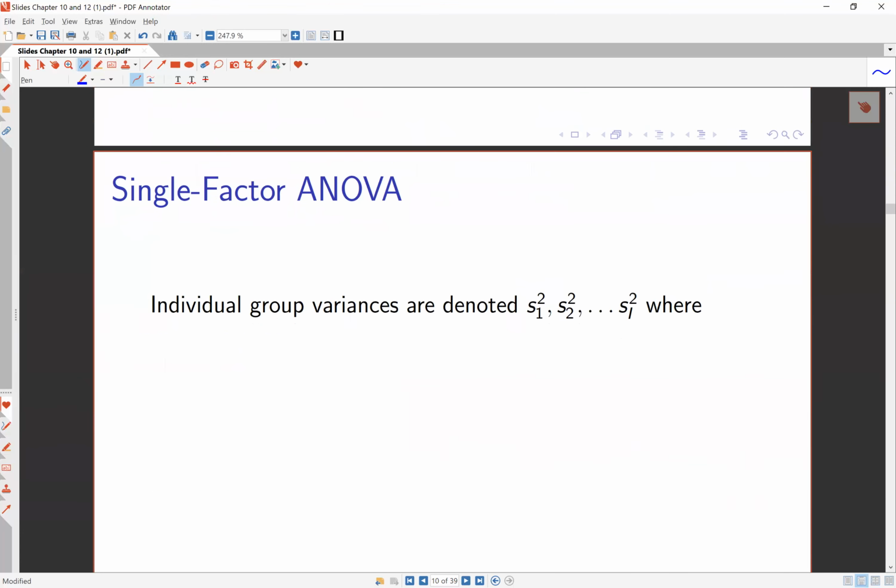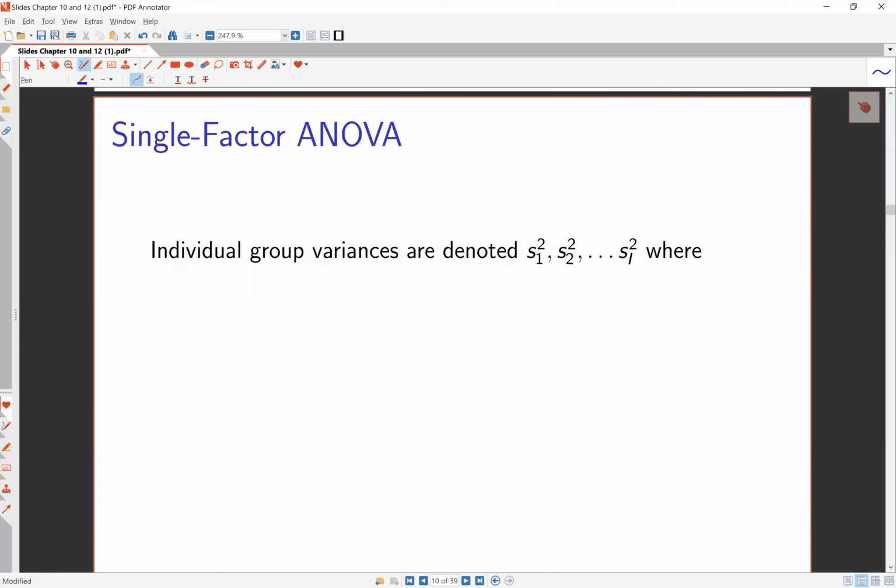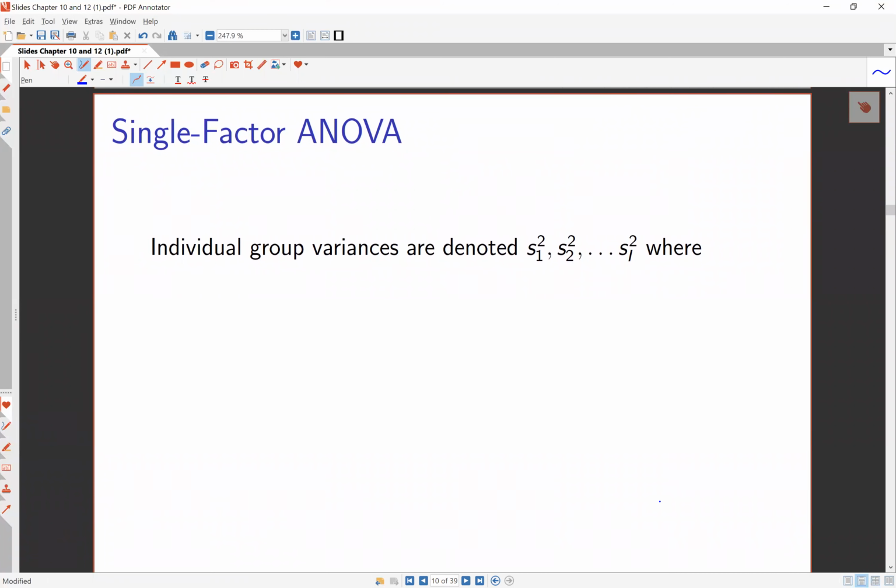Additionally, for each group, we have a group variance. So here group variances are just denoted S1 squared, S2 squared through SI squared. So these are sample variances, right? We don't know what the population variances are. Those are assumed unknown in this context.